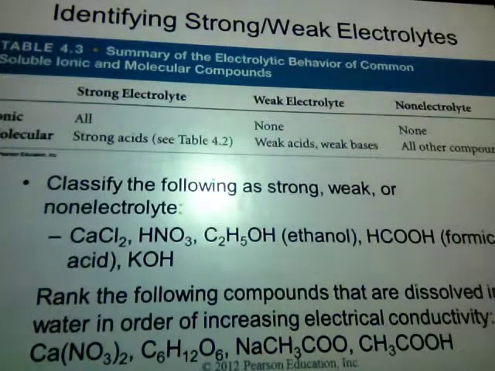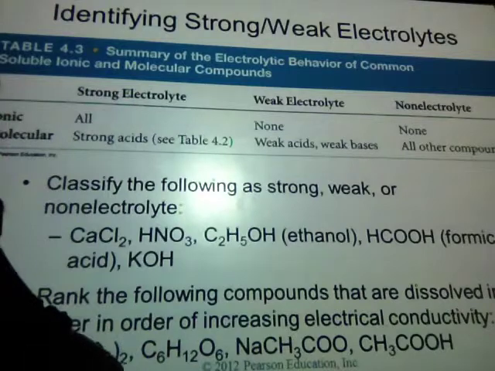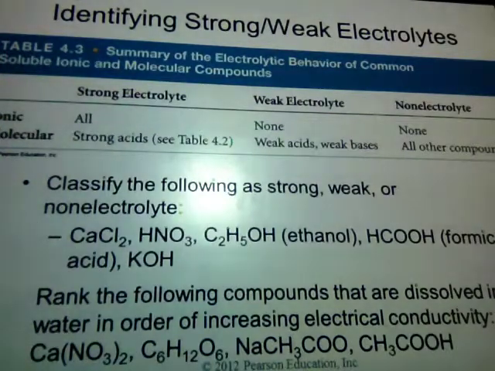Increasing electrical conductivity. So I need to find which one would be a non-electrolyte or weak electrolyte first. Of these 4, I have calcium nitrate, glucose, sodium acetate, and acetic acid. Are any of those non-electrolytes? Well, calcium nitrate is an ionic compound. All ionic compounds are strong electrolytes, so this is strong.